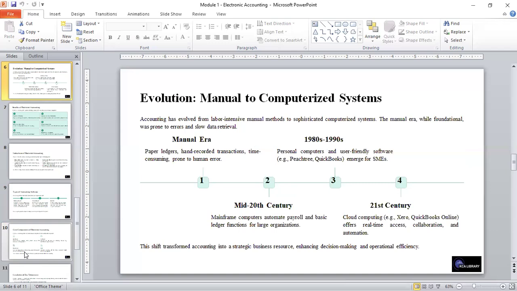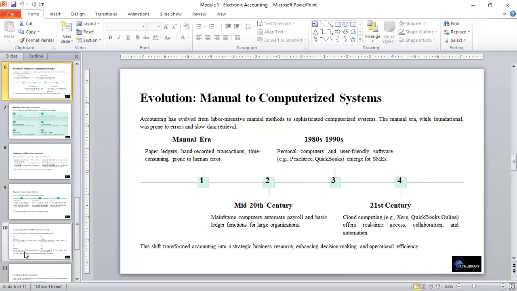The first is the manual era, which is characterized by paper ledgers and hand-recorded transactions, and it's actually time-consuming and prone to human error. The second phase or period is the mid-20th century, and this is characterized by mainframe computers, which automated payroll and basic ledger functions for large organizations.